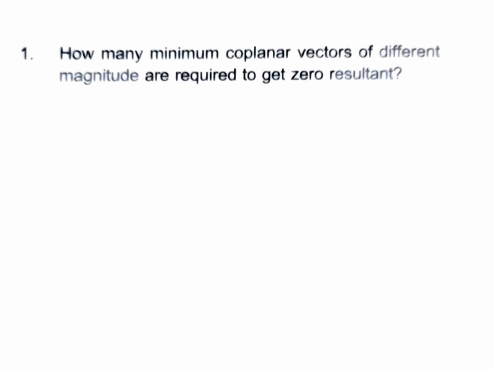How many minimum coplanar vectors of different magnitude are required to get a zero resultant? Just remember this: if we have a single force or vector, then the resultant cannot be equal to 0. But if there is another vector of the same magnitude in the opposite direction, then the value of the resultant will be equal to 0.